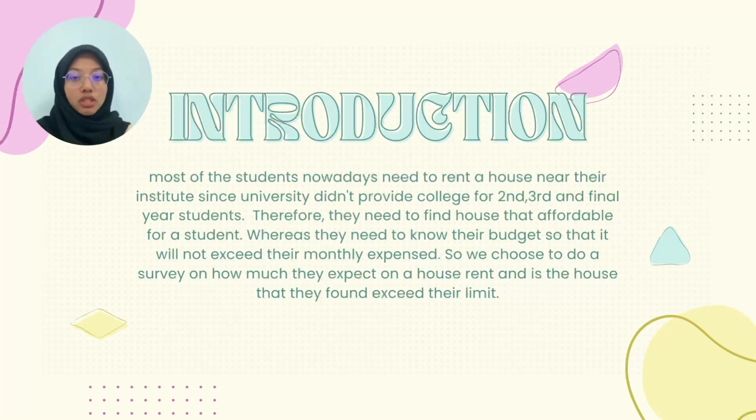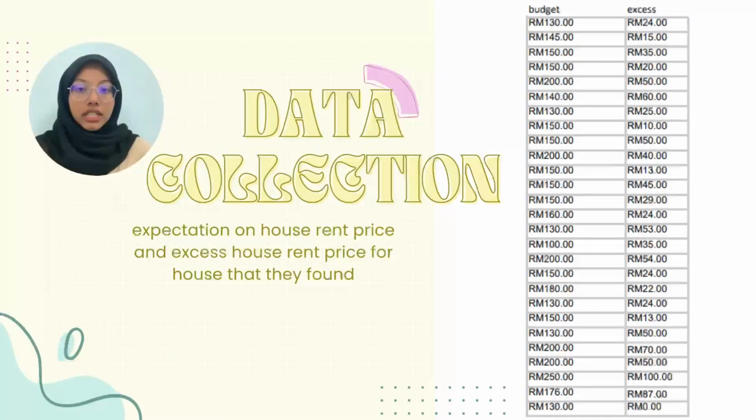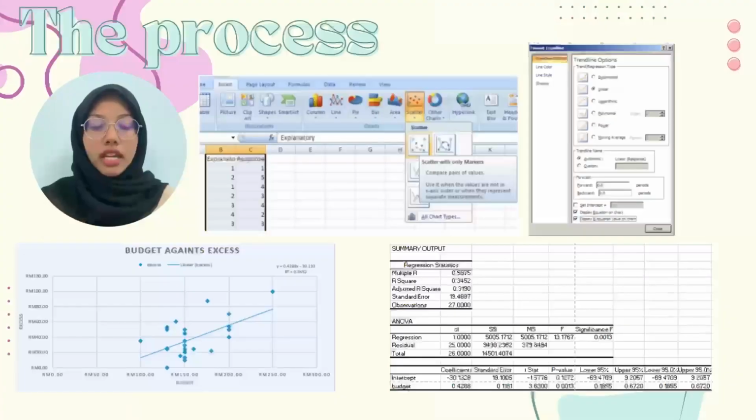So we choose to do a survey on how much they expect for the house rent and whether the house that they found exceeds their limit. This is the data collection for the house rent price that they expect and the actual house rent price for the house that they found. I will explain the process step by step.